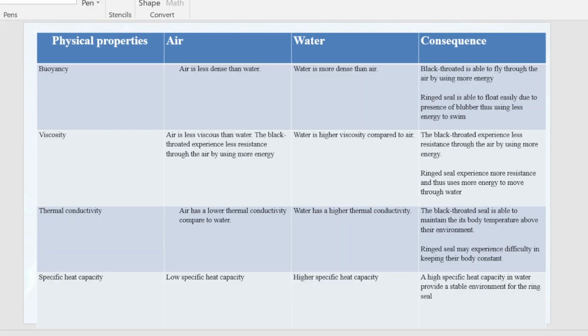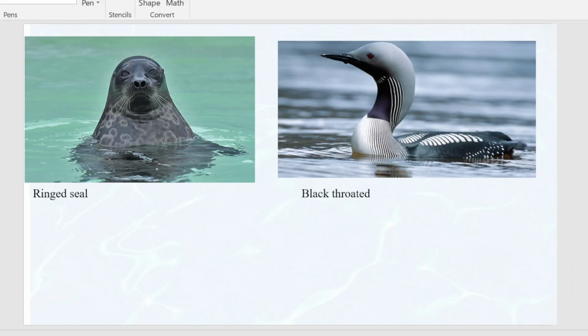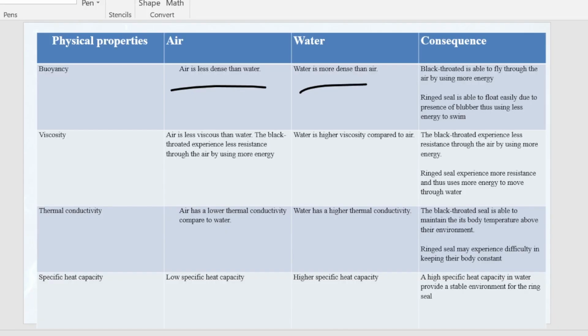Buoyancy: air is less dense than water. Water is more dense than air. And what are the consequences for living organisms? We'll be looking at two organisms here, comparing the ring seal and the black-throated. We'll be comparing these two organisms to look at the effect of these physical properties of water in their habitat. The black-throated is able to fly through the air using less energy because they experience little resistance in the air, since air is less dense than water.